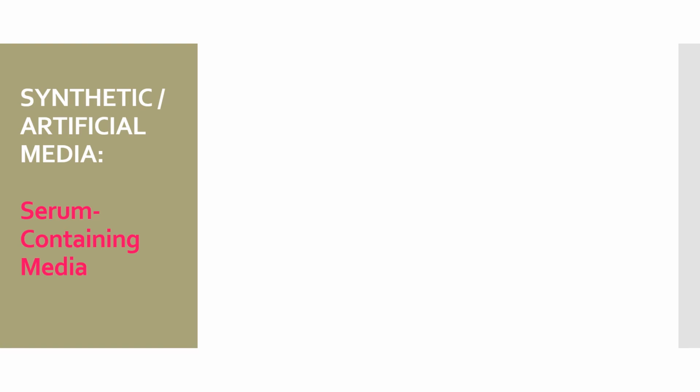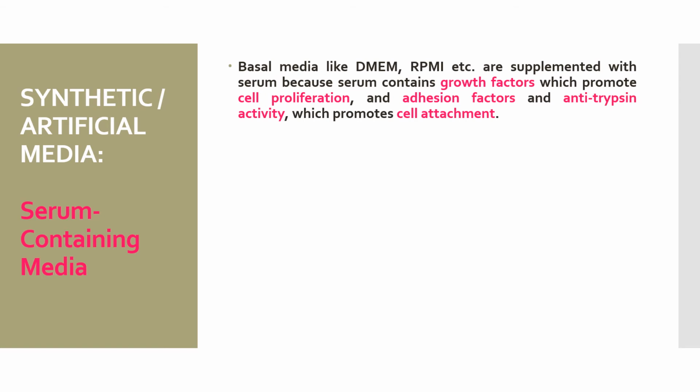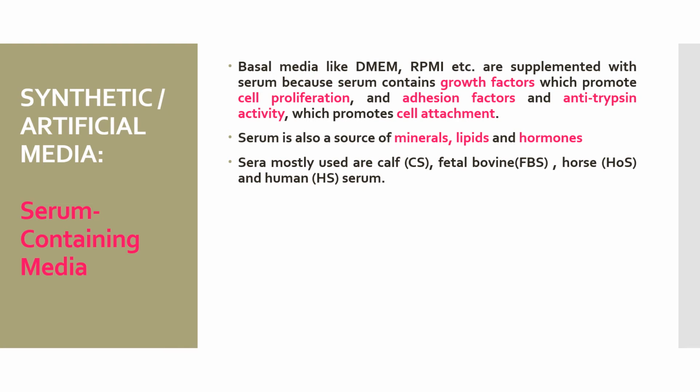Now let's discuss serum containing media. Commonly used basal media like DMEM, RPMI, etc. are supplemented with serum because serum contains growth factors which promote cell proliferation and adhesion factors and antitrypsin activity which promote cell attachment. Serum is also a source of minerals, lipids, and hormones, and sera mostly used are calf serum, fetal bovine serum, horse serum, and human serum.